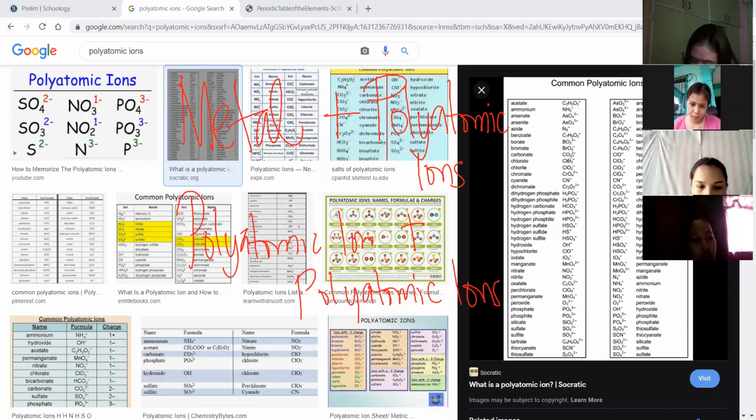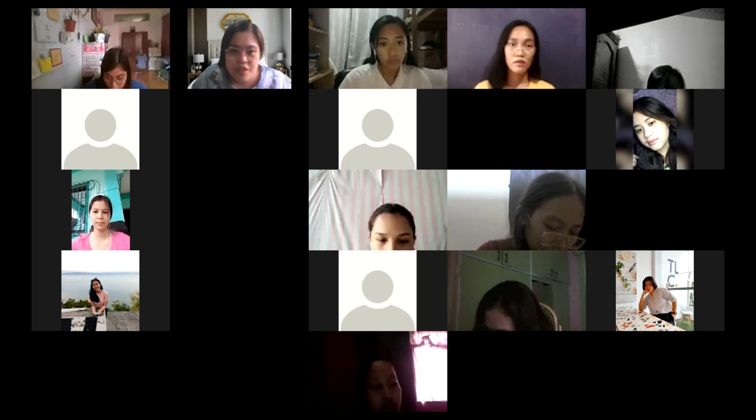Again, polyatomic ions are a combination of two or more elements, but their difference from a compound is that they have a charge. Like acetate, I hope you can see it on the screen. Acetate is C2H3O2 negative, so it has a negative 1 charge. That is a polyatomic ion. When we write a chemical formula, we will have an example, but let's move on to our activity.